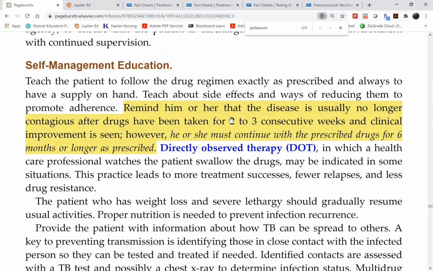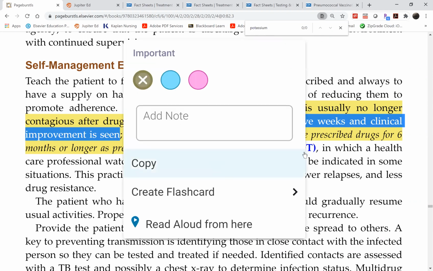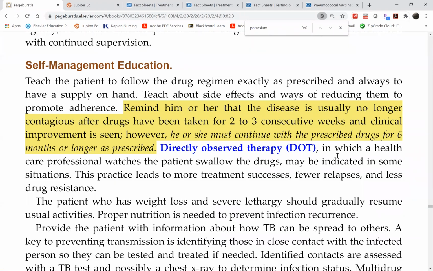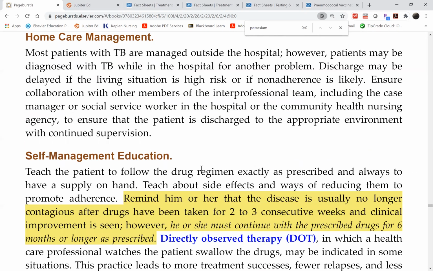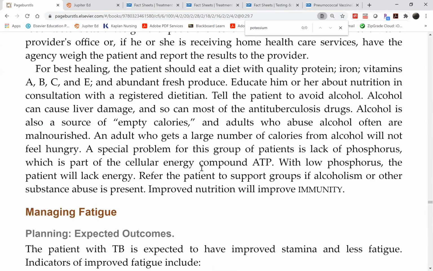They're considered safe to leave their room and go out into the public if they've been taking the drug for 2 to 3 consecutive weeks, plus there is clinical improvement, meaning their symptoms are better. They're not coughing, they don't have fever, no night sweats, all that. Plus, they've been on the drug therapy for at least 2 weeks. Then they are no longer considered contagious.